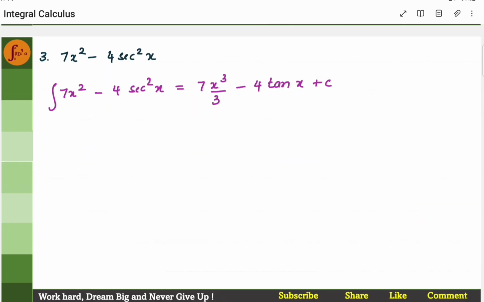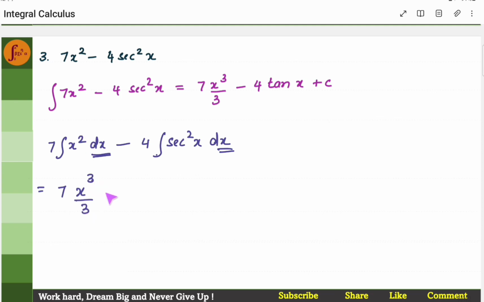Here's another example. So here 7x square, simple, put 7 outside, find integral of x square dx, then put 4 outside, integral of secant square x dx. They have not put integral and dx here, but you assume that you have to put dx and the integral symbol. Now when I integrate this, I'll get 7 times integral of x square, which, remember, is to increment the power by 1 and copy this power to the denominator.